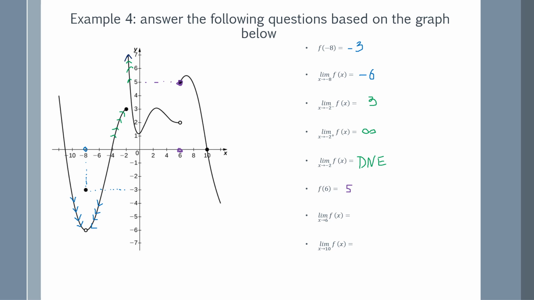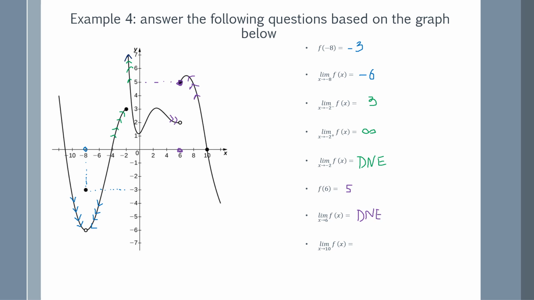Then it's asking us what is the limit as x goes to 6. Well, notice that as we approach 6 from the left, we get one limit, but as we approach 6 from the right, we get a very different limit. The left limit is equal to 2. The right limit is equal to 5. That means the limit as x goes to 6 of this function does not exist.